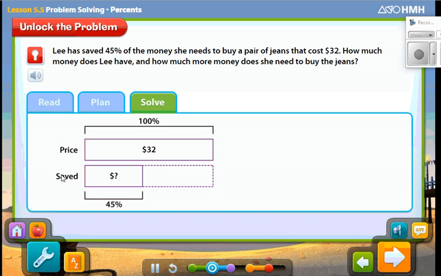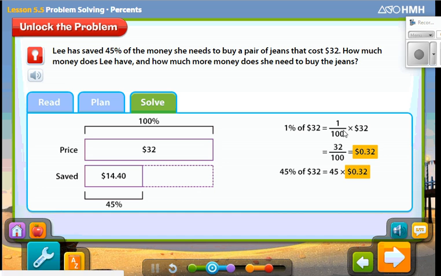You can find how much money Lee has saved by finding 1% of $32 and then multiplying that amount by 45. To solve, first find 1% of $32. 1% of $32 is 32 cents. Now multiply that amount by 45. What's 45% of the cost of the jeans? 45% of the cost of the jeans is $14.40.